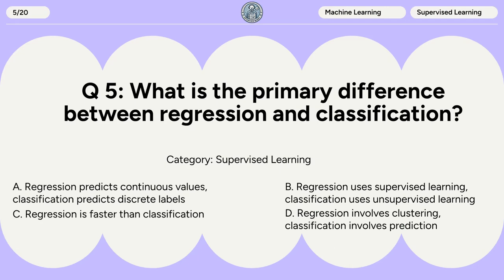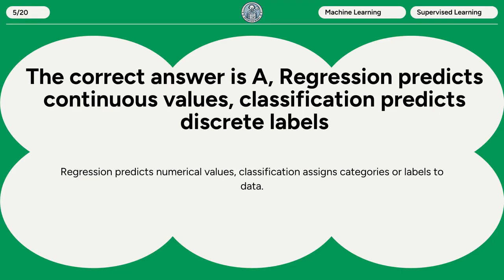Question 5. What is the primary difference between regression and classification? A. Regression predicts continuous values. Classification predicts discrete labels. B. Regression uses supervised learning. Classification uses unsupervised learning. C. Regression is faster than classification. D. Regression involves clustering. Classification involves prediction. The correct answer is A. Regression predicts continuous values. Classification predicts discrete labels. Regression predicts numerical values. Classification assigns categories or labels to data.